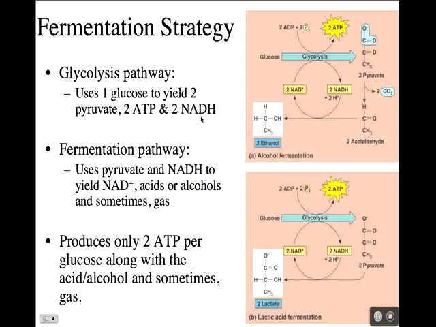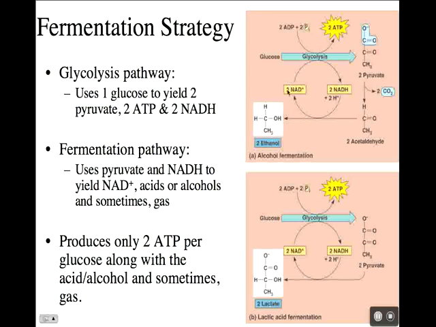Okay. Now, the fermentation strategy, in fermentation, from that point, the fermentation process uses those pyruvates, and it also uses NADH to yield some kind of an alcohol or possibly an acid. So for example, here's an alcohol fermentation where the pyruvates are broken down into ethanol, right? And probably the most important part of it is NADH gets reoxidized to NAD+. That's absolutely essential.